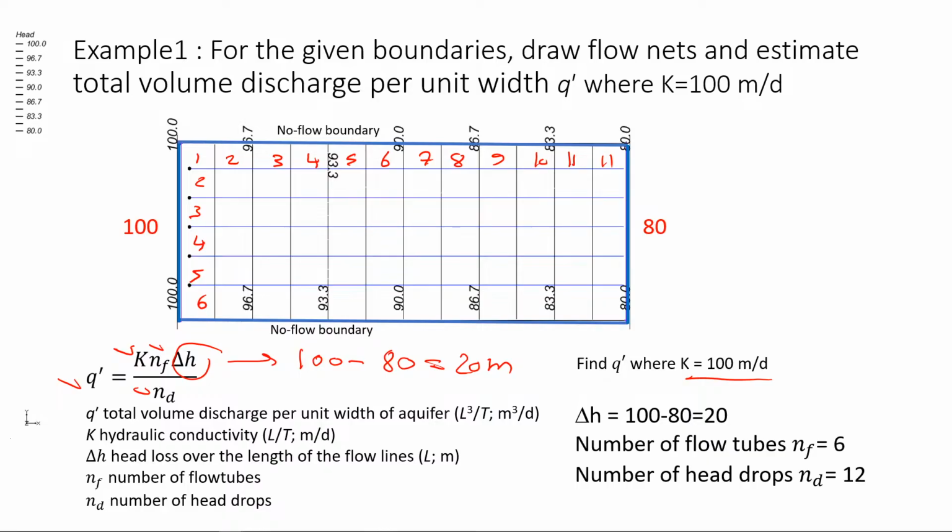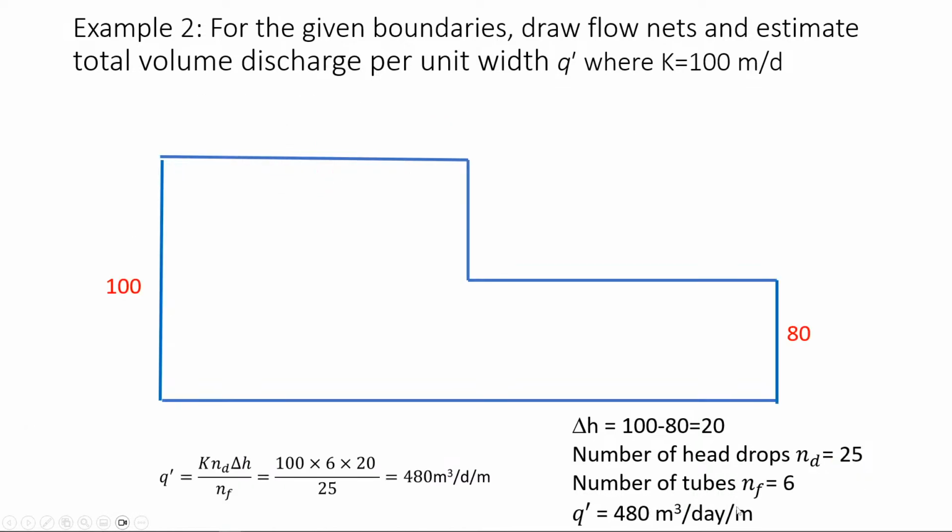Number of flow tubes 6, number of head drops... I made a mistake here. Let's see. Oh, I have a counting mistake. These careless mistakes are the most common type of mistakes that you find in exams, by the way: counting mistakes, copying mistakes. Here I just made a copying or typing mistake. But that's 12 and 6. And then you calculate Q as cubic meters per day per meter of unit width.